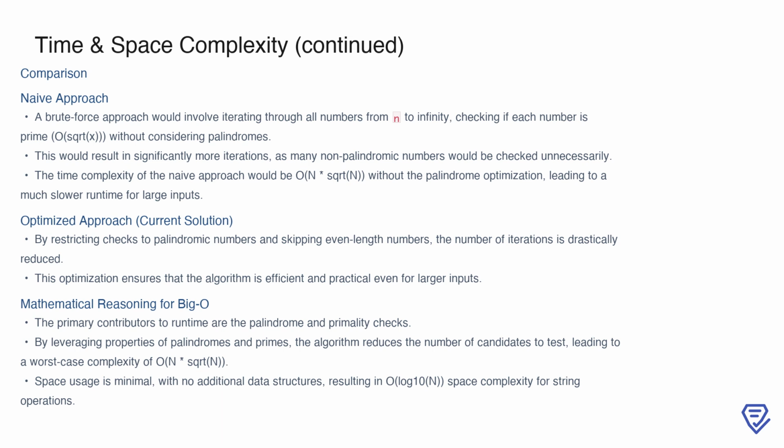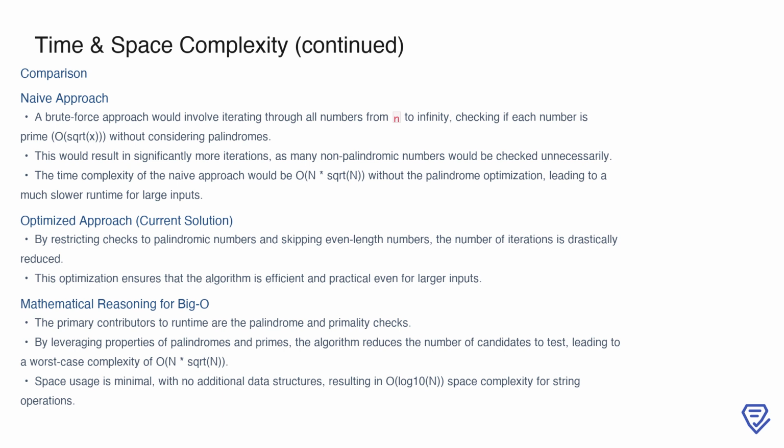without any optimizations. In contrast, our optimized approach drastically reduces the number of iterations by focusing only on palindromic numbers and skipping even-length numbers entirely. This refinement ensures the algorithm is computationally efficient, even for larger inputs.